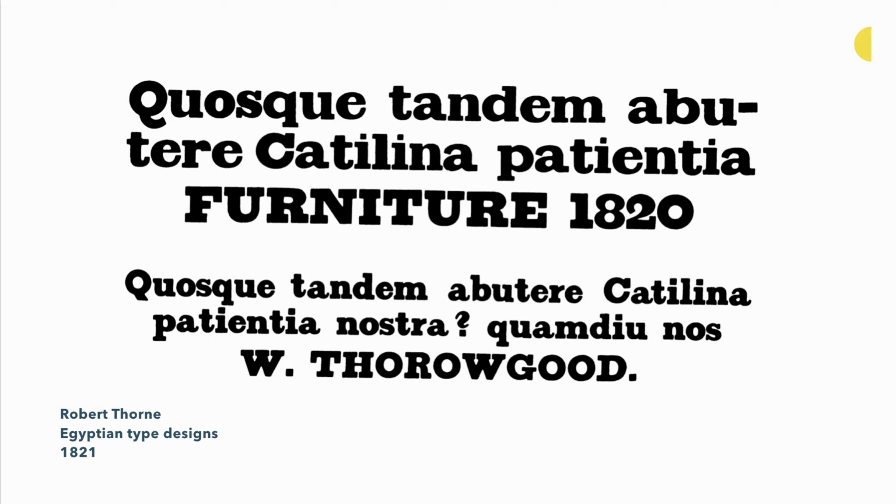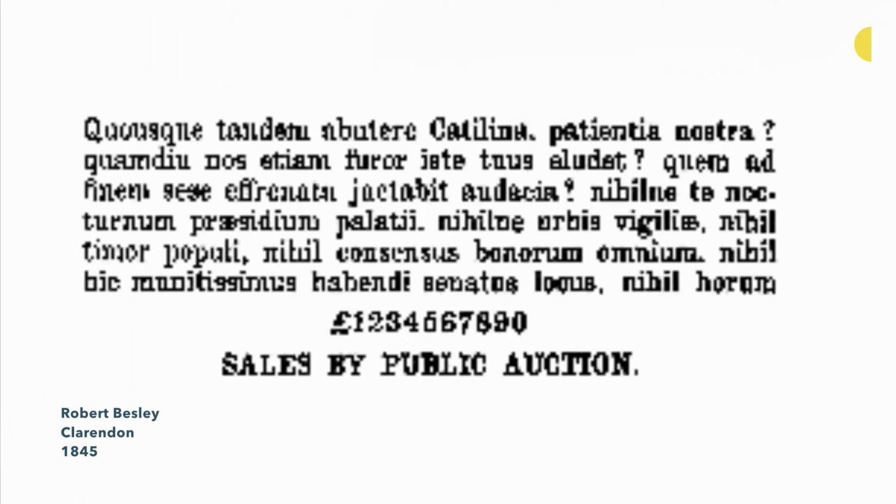Here we see Egyptian type designs. Comparing this with Figgins' design reveals subtle differences. Robert Thorne based this lowercase on the structure of modern style letters, but he radically modified the weights and the serifs.